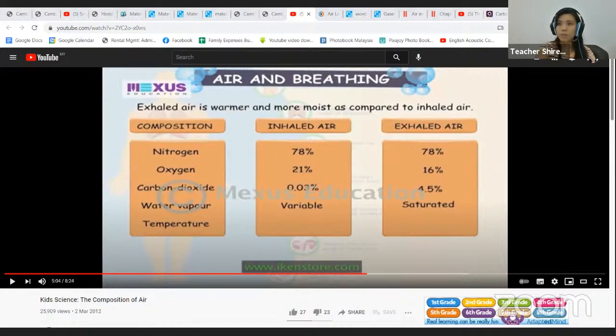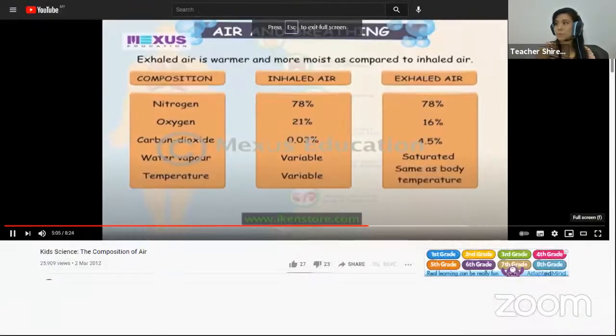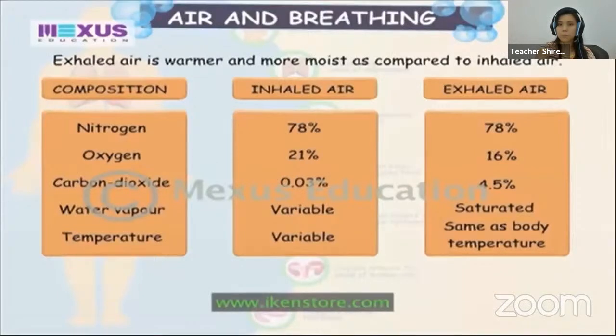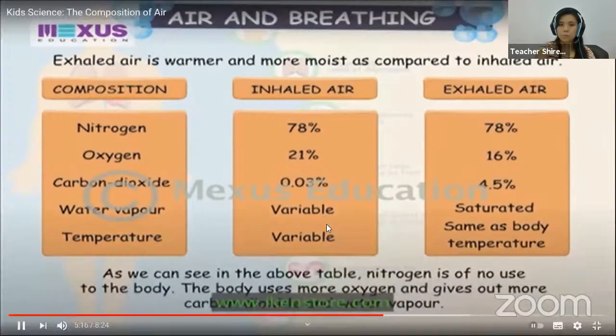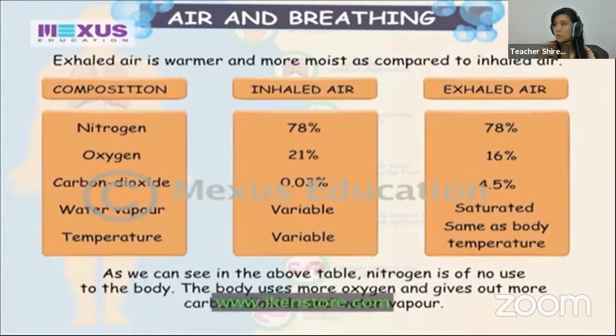Okay. You guys are very fast in typing. Good job. It is variable for inhaled air and the temperature of the exhaled air is the same as the temperature of the human body. As we can see in the above table, nitrogen is of no use to the body. The body uses more oxygen and gives out more carbon dioxide and water vapor.